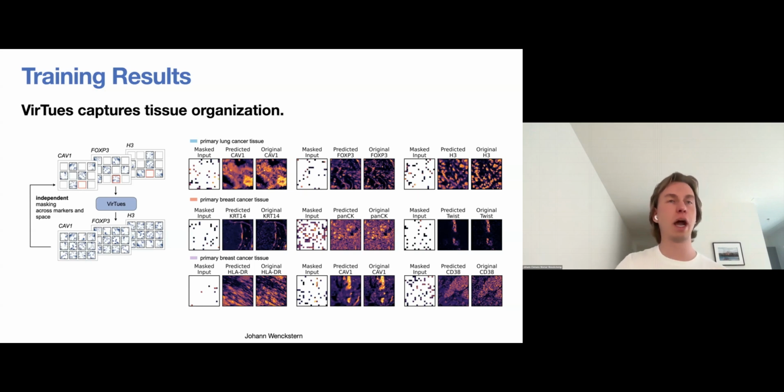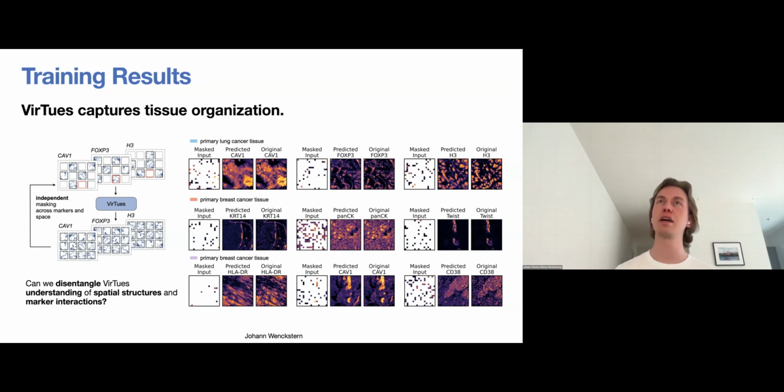But the next question we were asking was, what did the model actually learn? Did it learn correlations between markers? So is it translating from one marker to another? Or is it getting the global structure of a tissue? Because both could be used in theory in this masking scenario.